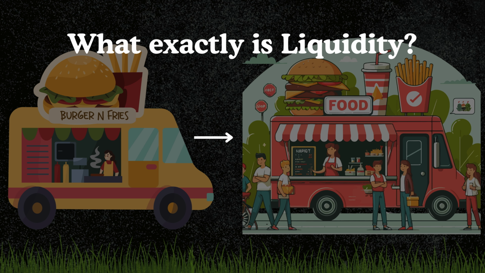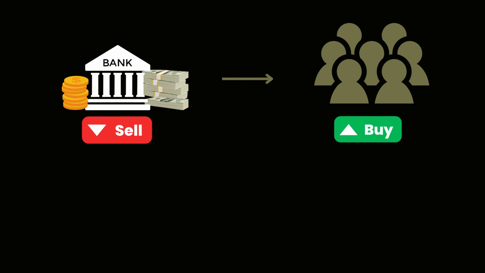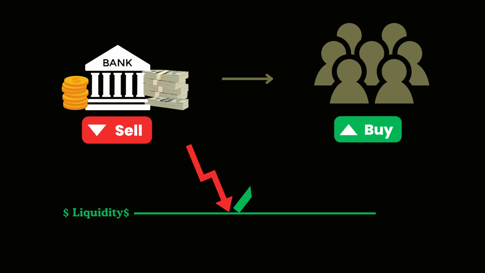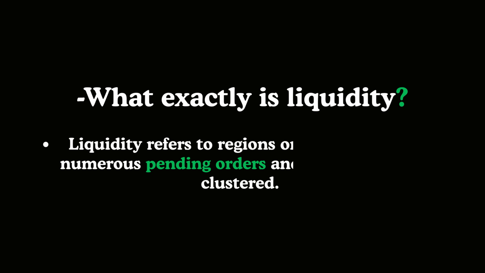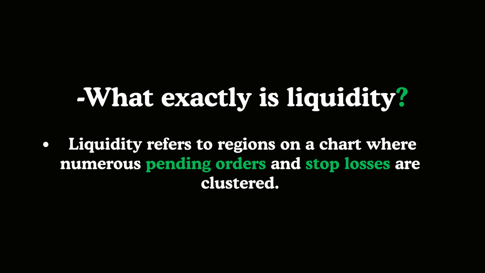In financial markets, it works the same way. When smart money wants to sell an asset, they require a large pool of buyers. Therefore, the price first moves toward liquidity zones, and after sweeping those areas, it makes the major directional moves. That's the essence of how liquidity functions. In technical analysis, liquidity refers to regions on a chart where numerous pending orders and stop losses are clustered.